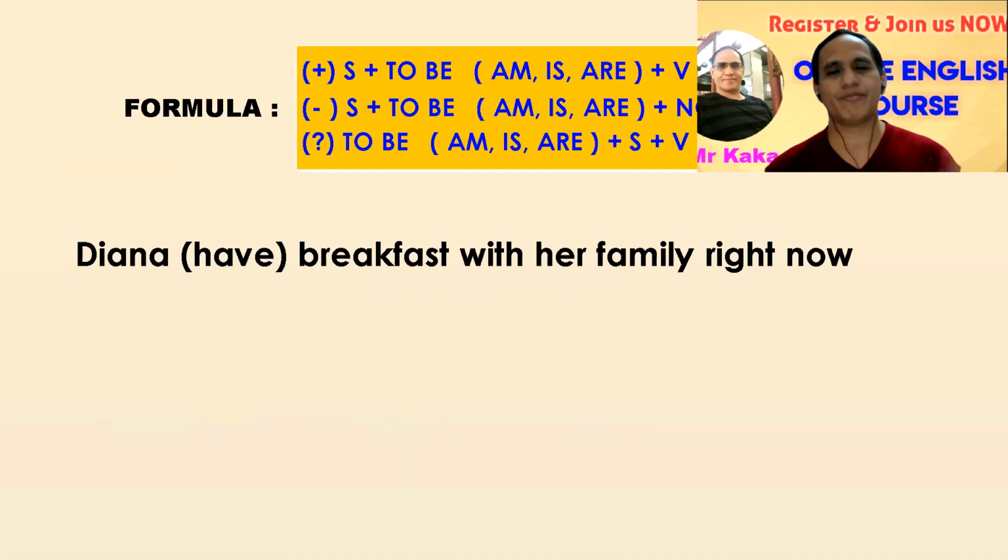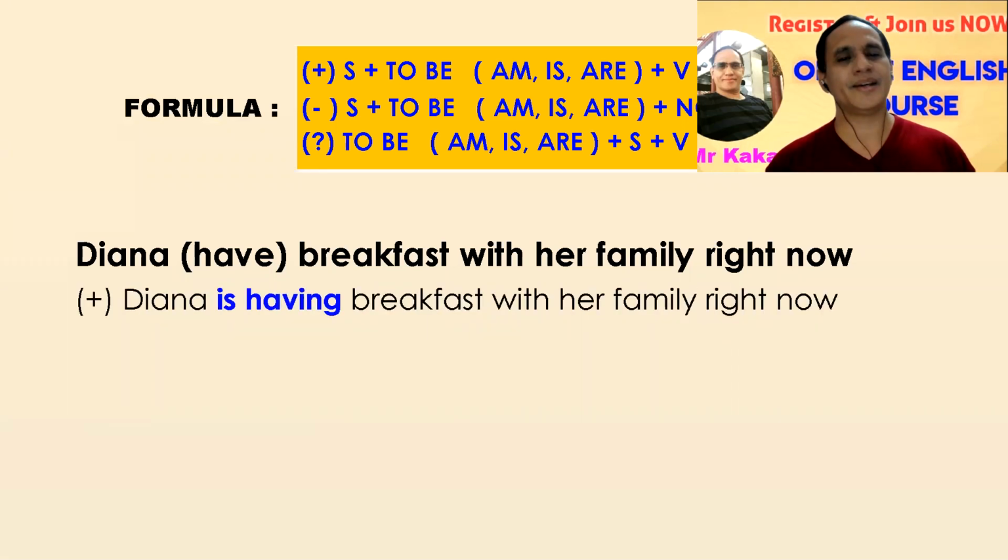Diana have breakfast with her family right now, right? If you want to change this sentence into the positive form of present continuous tense, it will be Diana is having breakfast with her family right now, right? We use is here because Diana is classified as the third person singular, right? Diana is the same as she, so we will use is.